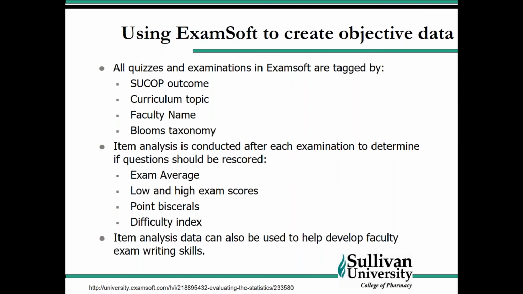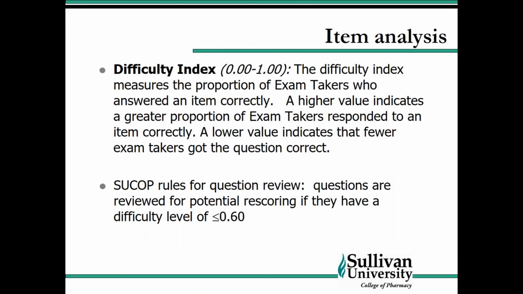Just to make sure that we're all on the same page with some definitions and how we use them here at the college. As a reminder, the difficulty index ranges from 0 to 100%, and I think of it as a percentage. This definition is taken straight out of ExamSoft: the difficulty index measures the proportion of exam takers who answer an item correctly. The higher that number is, the greater the portion of exam takers who got it right. The lower that value, the fewer people got it right.